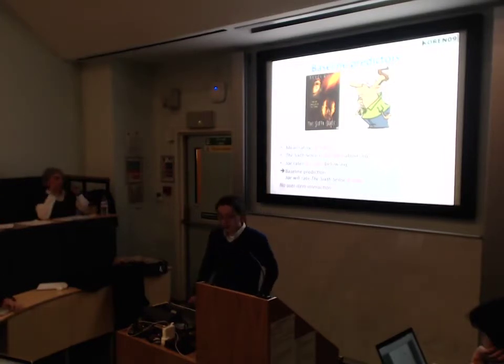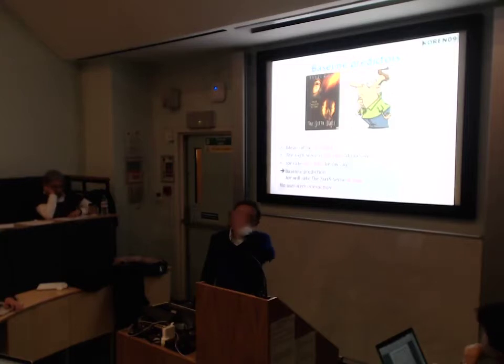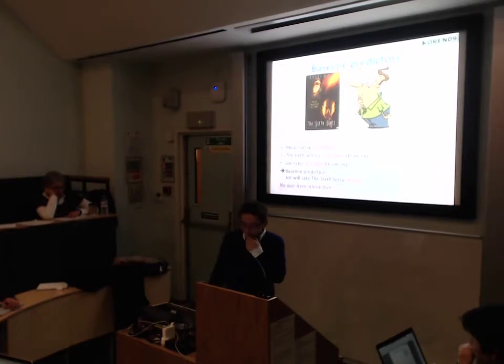Let's say you have this baseline prediction. We're just talking about bias. Suppose that in the entire data set, the mean rating is 3.7. You could easily get that by averaging all the ratings. And if you know nothing else, this perhaps is your best guess.